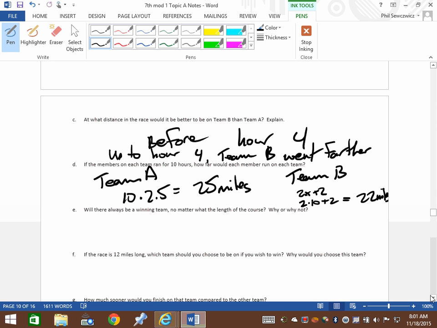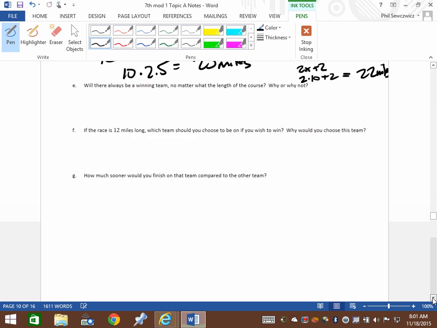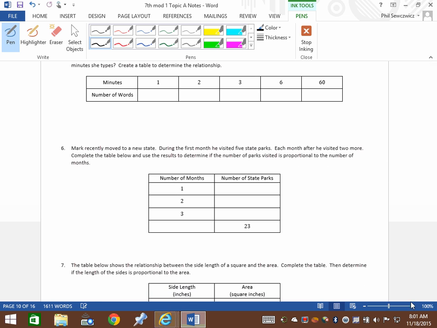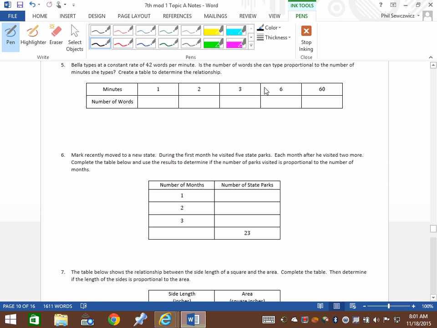All right, so let's skip on down there. Part of this is interpreting tables, which is nice. But from what we want you to be able to solve in there, let's get to some nicer ones. So Bella types at a constant rate of 42 words per minute. Is the number of words she can type proportional to the number of minutes she types? Create a table to determine the relationship. And right here, look at this, a constant rate, constant.